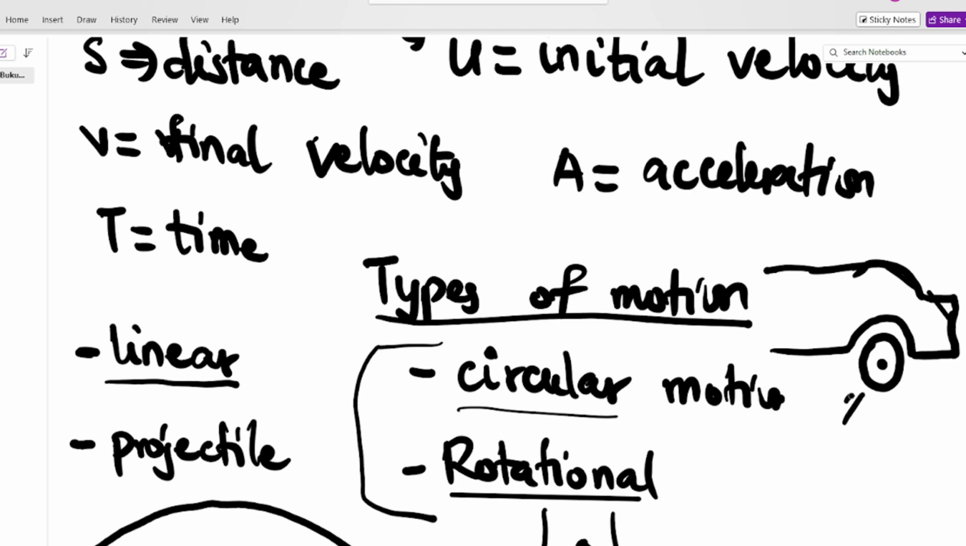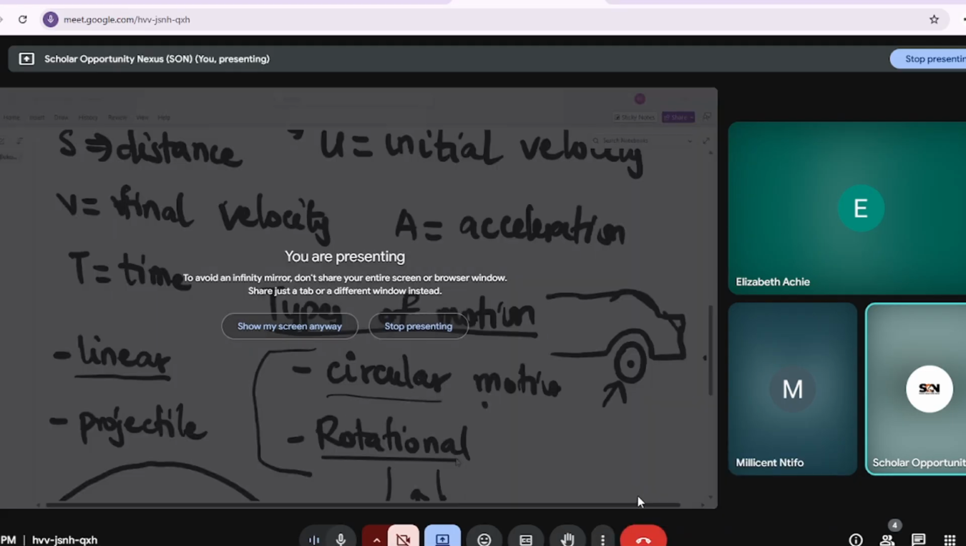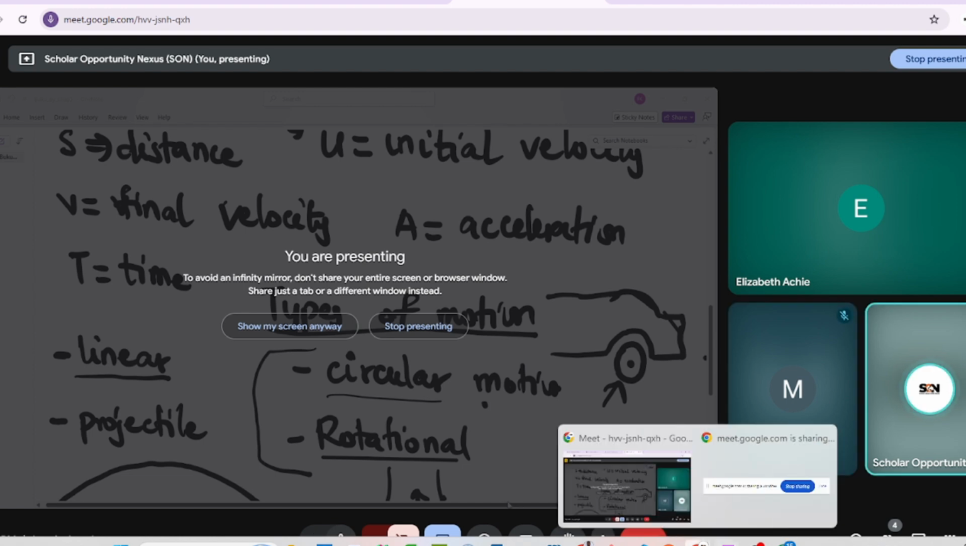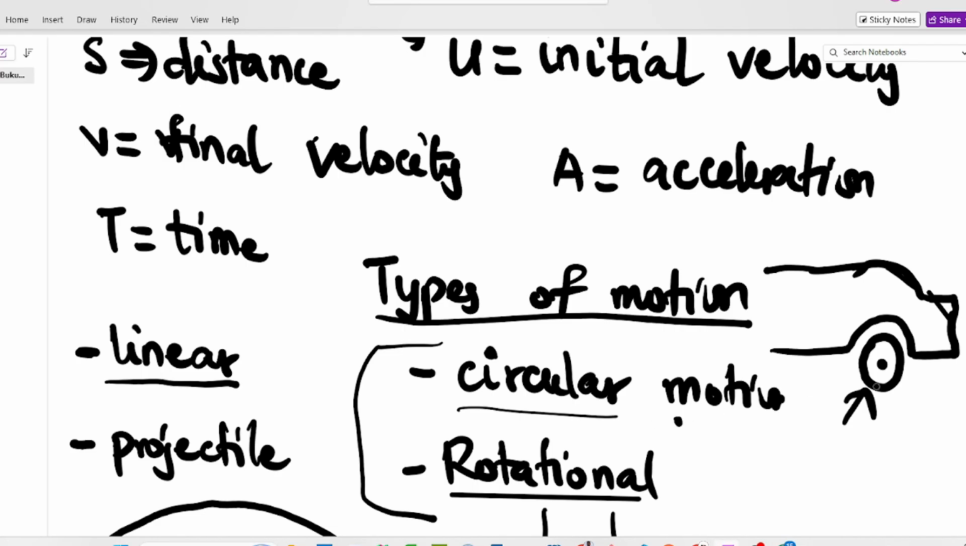The tire alone is turning, right? These two, this and this, are doing turning. But which of them do you think the tire is doing? Millicent, rotational motion. Why do you think so? Because the tire is not moving around anything. It's moving on its own axis. Yes, so it's turning on its own axis. So that becomes basically a rotational motion.